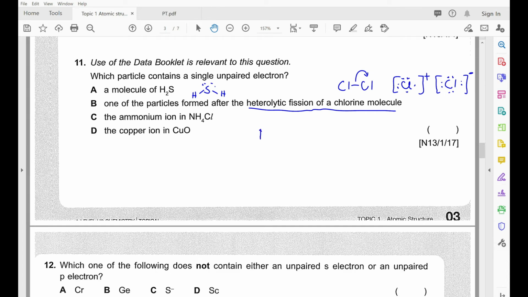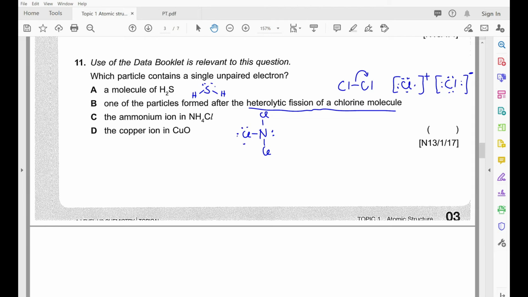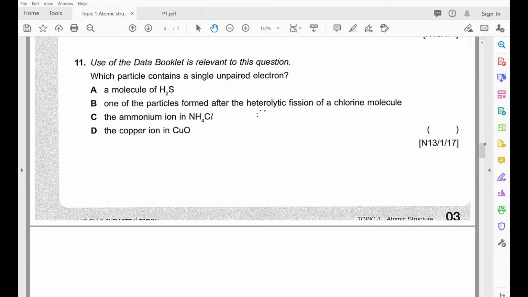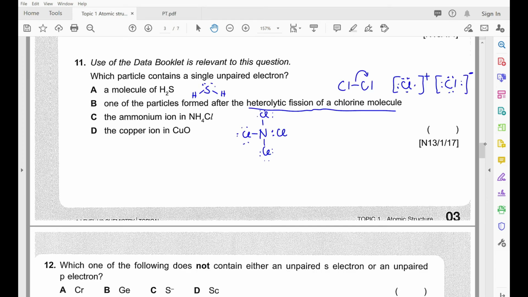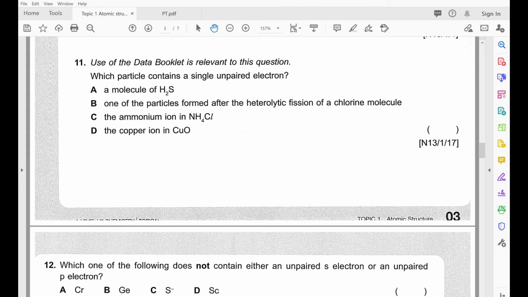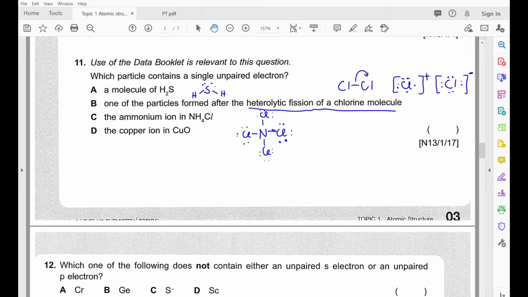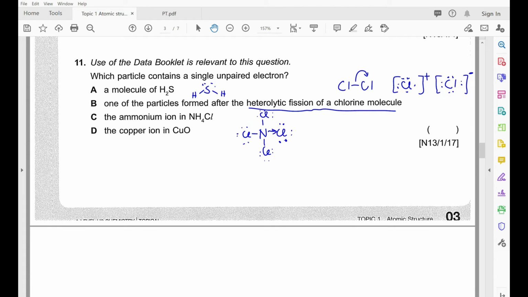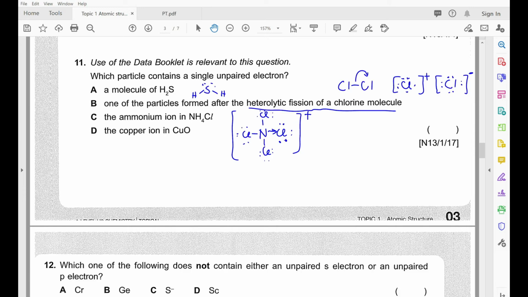Ammonium ion forms 3 normal covalent bonds with 3 hydrogen and 1 covalent coordinate bond with another hydrogen. Okay, so I'm going to draw this covalent coordinate bond, and it carries a positive charge. The copper ion in copper oxide, copper here is 2 plus.